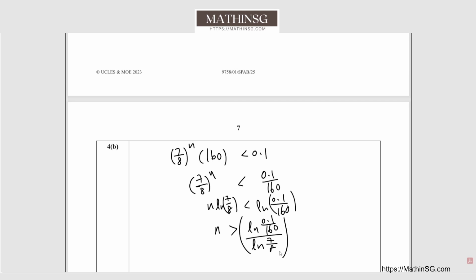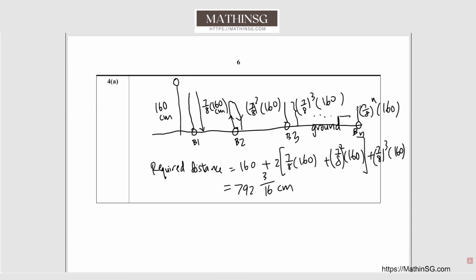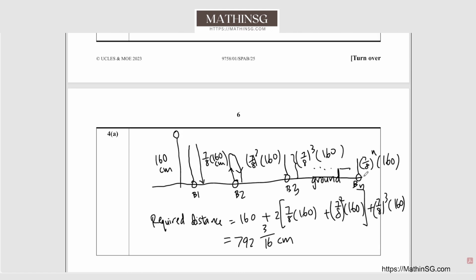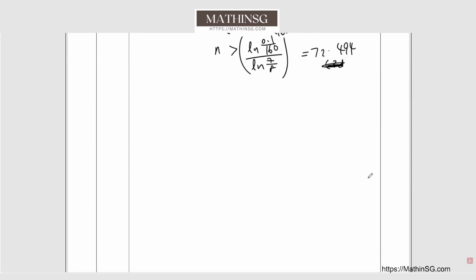So n is around 72.494 if I round it off to 2 dp. So when it is at the 73rd bounce, it will be less than 0.1 cm, sorry, 0.1 cm. So we consider that it stopped bouncing, right? So the 73rd bounce is stopped. We consider that it stopped bouncing at the 73rd bounce.